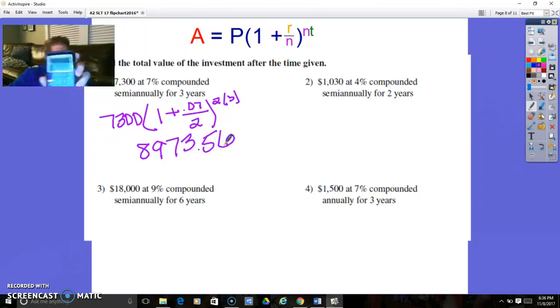And that's going to give you $8,973.56. Now, if you can see that, that's what I put in my calculator. There it is. So you can pause the video if you want to see that again.